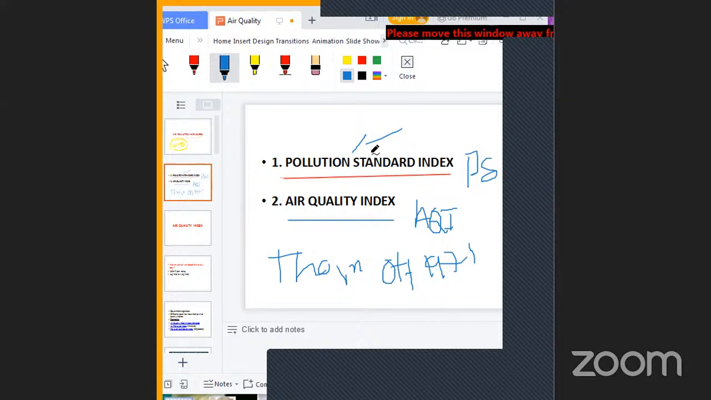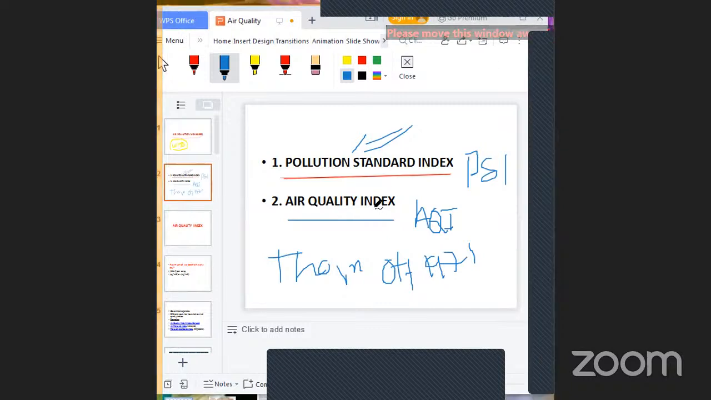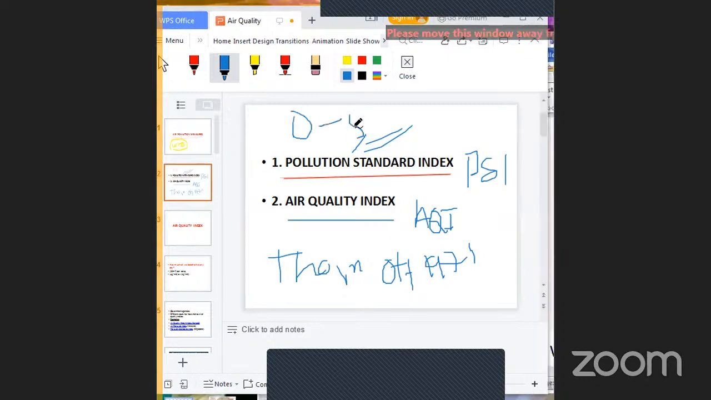So hence it is a method that is used to calculate the contribution of each of the 6 major pollutants. So what are the 6 major pollutants? So those are nitrogen oxide, sulfur oxides, and also carbon monoxide, particulate matter, and ground level ozone. So in comparison to the total risk, the numerical value lands between 0 to 500, right? 0 to 500.